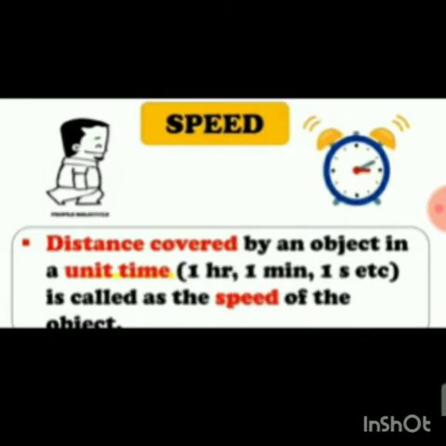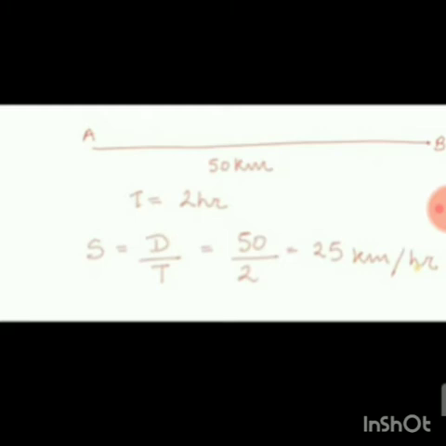So what is speed? The distance covered by an object in a unit time, that is 1 hour, 1 minute, 1 second, etc., is called the speed of the object. If we want to calculate the speed, we do distance upon time. Can you see the 50 kilometer, that is distance, and the time, that is 2 hours. So 50 divided by 2 is 25 kilometer per hour. So the distance covered in 1 hour was 25 kilometer.